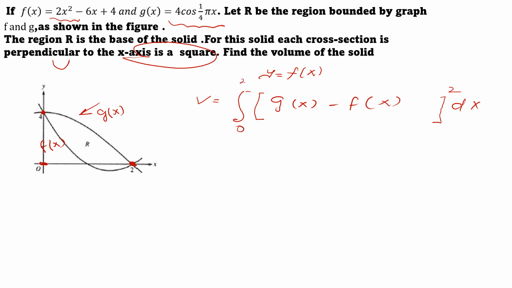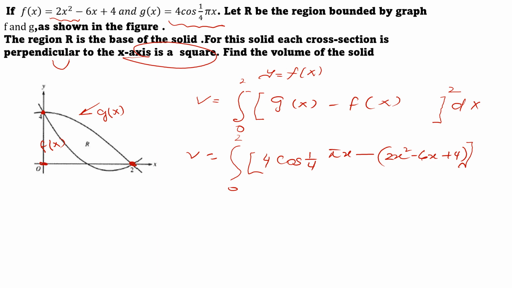Now we can write down the equations before writing in the calculator. So for g of x, we will write 4 cosine of (1 over 4 pi x), minus f of x, which should be written in brackets because it's a complete equation: (6x plus 4). Close the big bracket, put the power 2 and dx. Write it in the calculator. Make sure your answer is a positive answer.